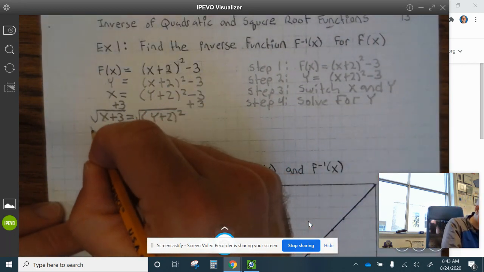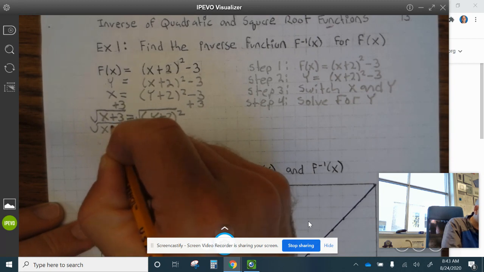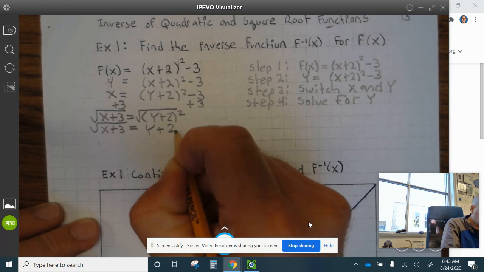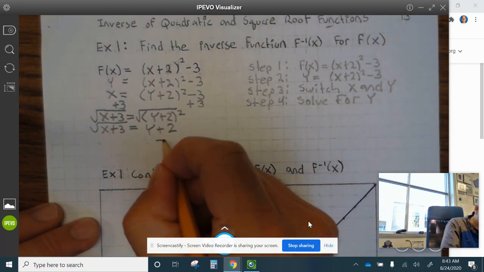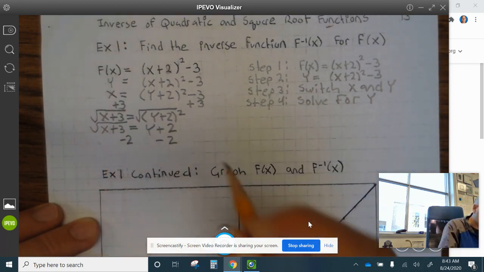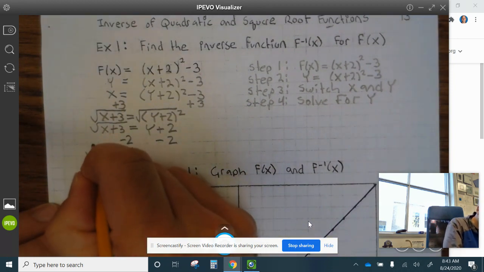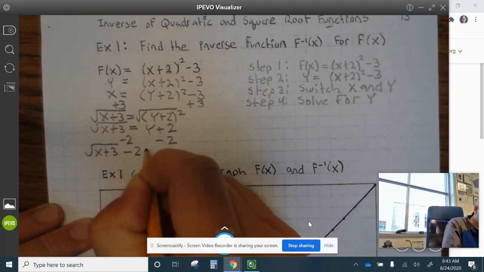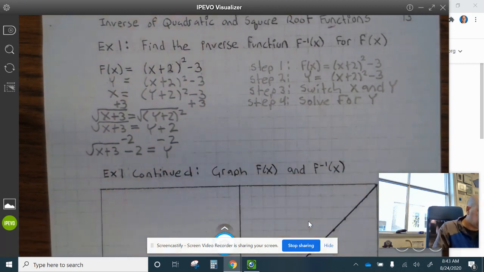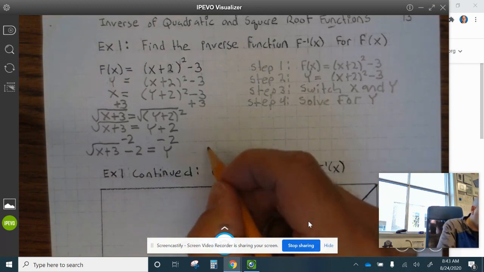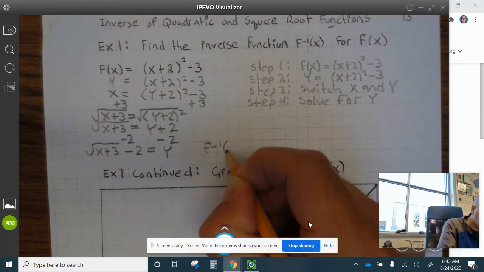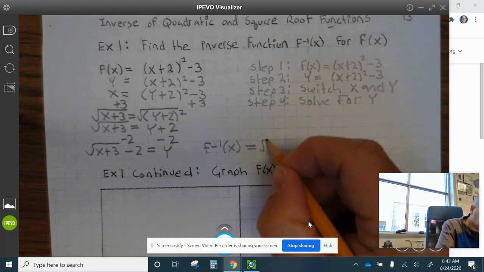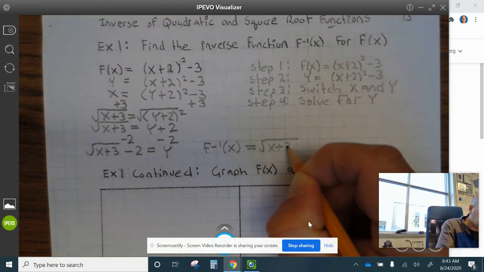All right. So now we're left with the square root of x plus 3 equals y plus 2. We're going to subtract 2 from both sides. So then you get the square root of x plus 3 minus 2 equals y. Now that's acceptable, okay? But you want to write this as f inverse of x equals the square root of x plus 3 minus 2.